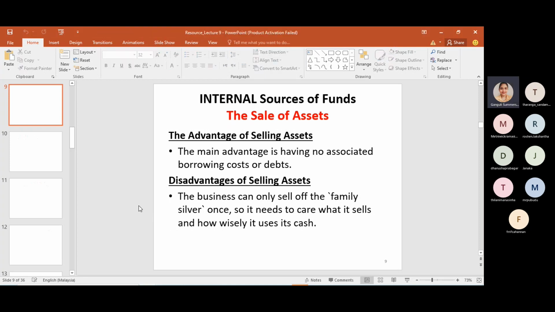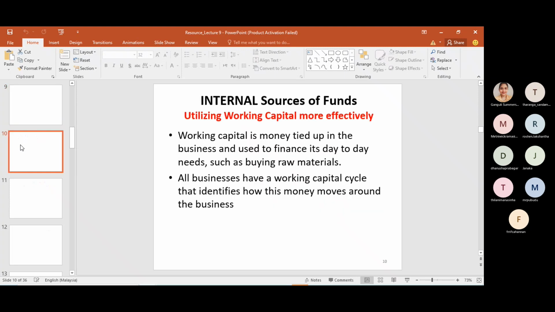So you should be very careful, because once you sell a certain property, you can't take it back. It's gone forever. You can't make any changes to it thereafter. So you have to be very careful with that. That's about the sale of assets.